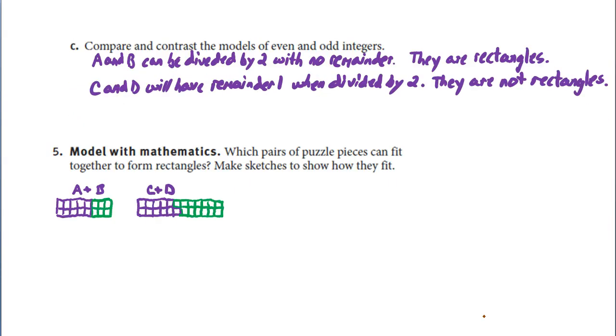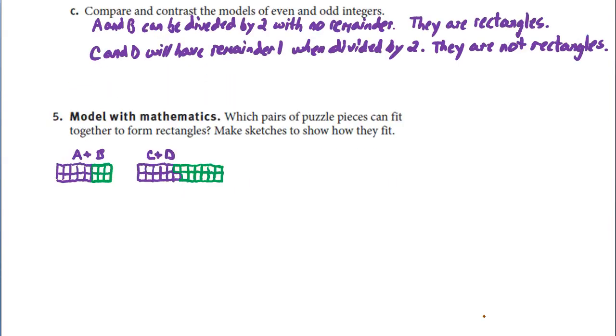Now number 5, which pairs of puzzle pieces can fit together to form rectangles? Make sketches. Well, if we take A plus B, this is shown here in this drawing, that creates a rectangle. If we take C plus D, those two odd ones, and fit them together, that creates a rectangle.